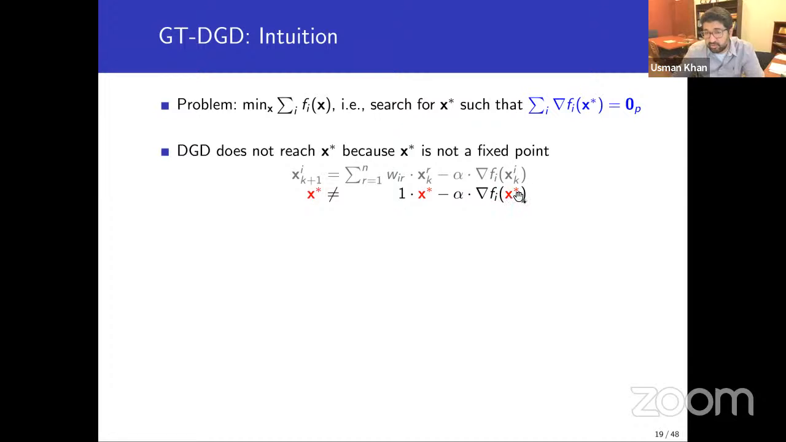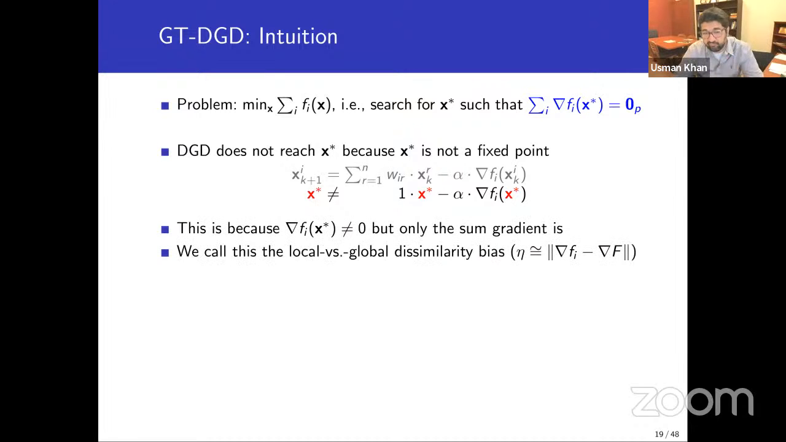It's not 0 because the gradient at X star is 0 only for the sum function, but not for the local functions. So that means that even if every point starts with X star, distributed gradient descent will not give us X star, so X star is not a fixed point.